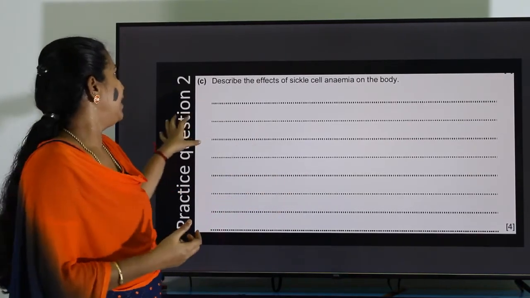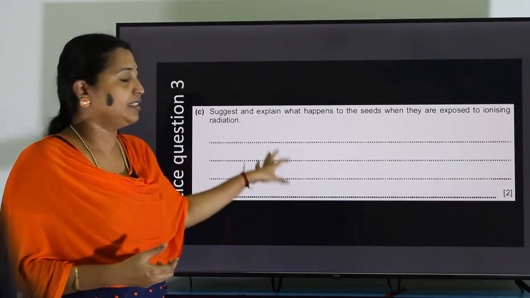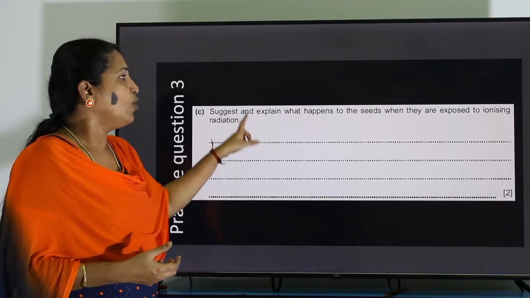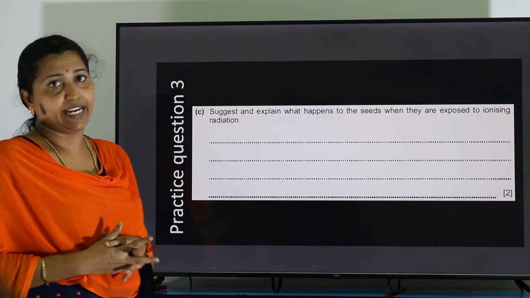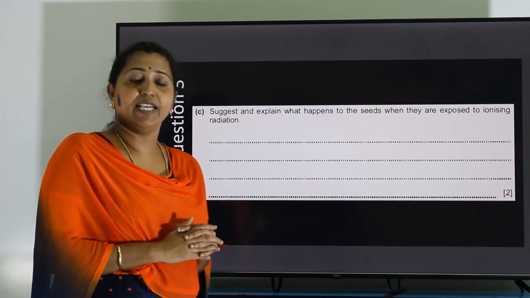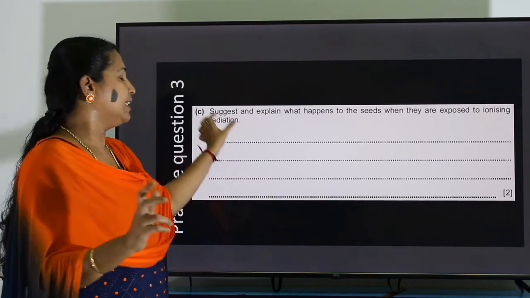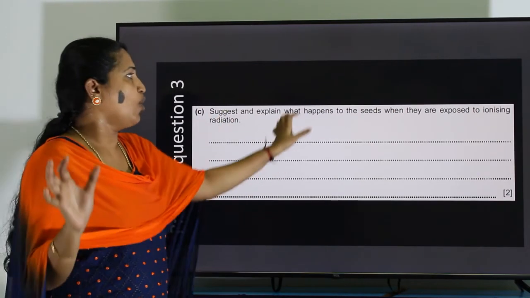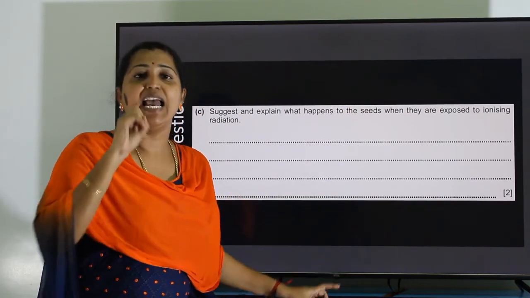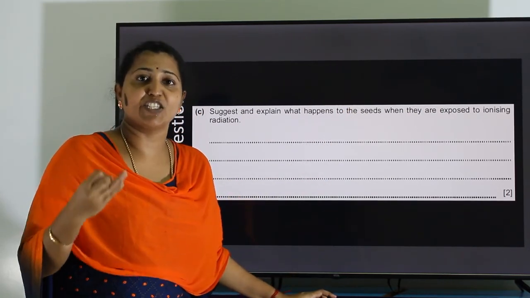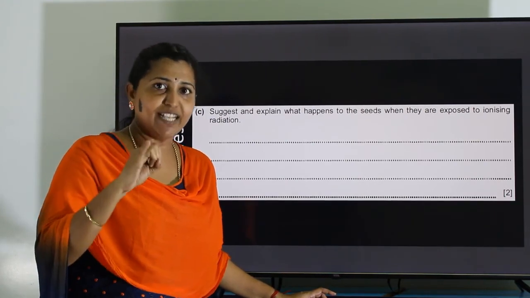Then you can see one more question related to our structured part. Suggest and explain what happens to the seeds when they are exposed to ionizing radiation. We know one of the causes for mutation is radiation. So whenever the term radiation is in the question, make sure what should happen to the seeds. Mutation takes place and there is a change in the structure of the genes in the seed. Is it clear? For 2 marks, you can write 1 point: mutation takes place.